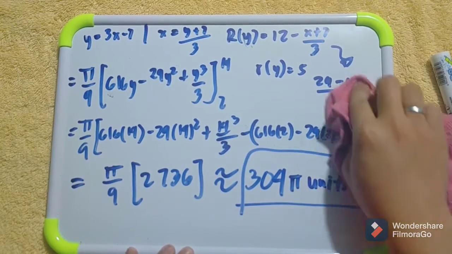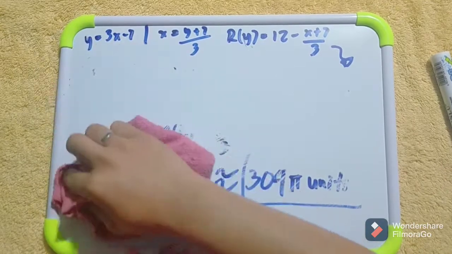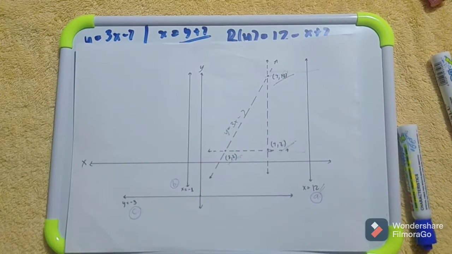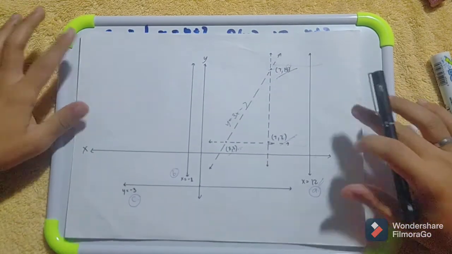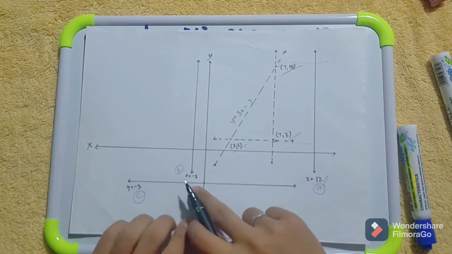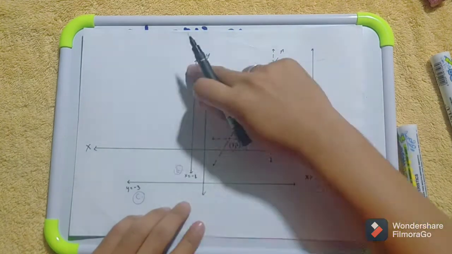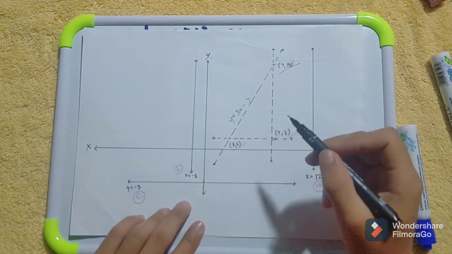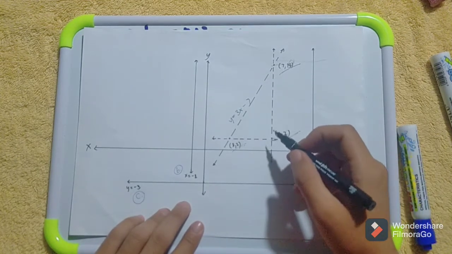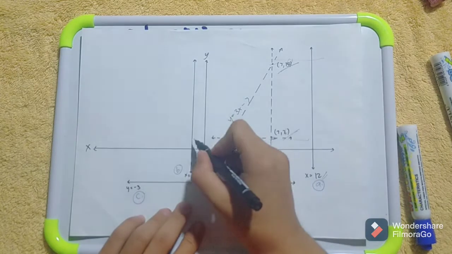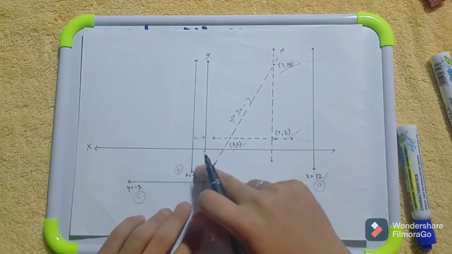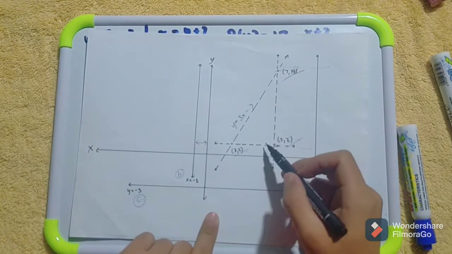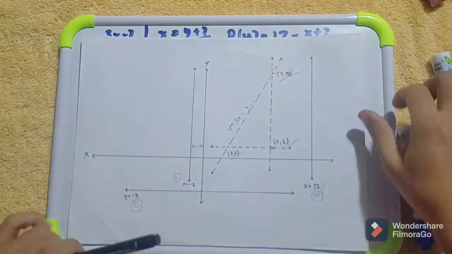So next problem is about x equals negative 1 naman. So let's go back to our graph. This line is x equals negative 1. So like before, this line is vertical. So that means we will integrate in terms of y again. The first thing we do is get the outer radius and the inner radius. For the outer radius, the distance from here to here is 1 unit, and up to here is 7 units. So we add them to get 8 units. That is our outer radius.